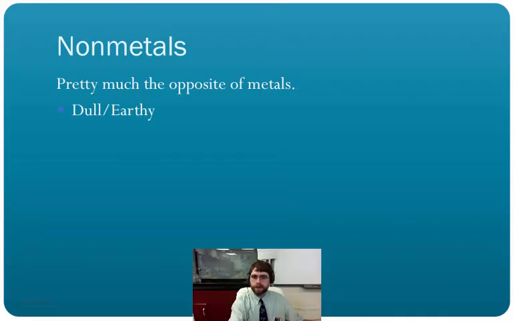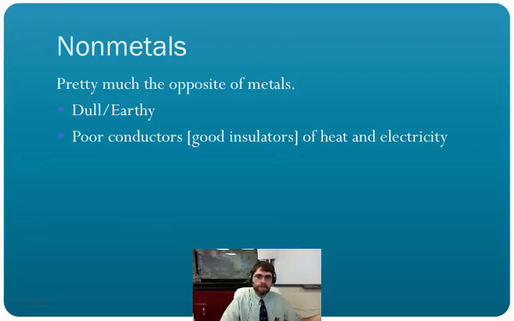Metals are good conductors of heat and electricity. Non-metals are poor conductors, which also means they're good insulators of heat and electricity. Metals are flexible, they're ductile and malleable. Non-metals are brittle. I did mention, by the way, metals tend to be solid. Non-metals can be solid or gas, and there's one liquid on the non-metal side as well. We'll label it here in a bit.